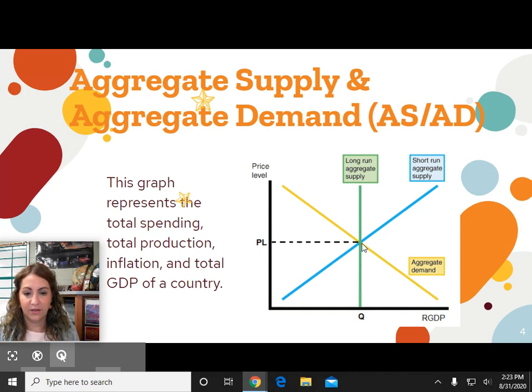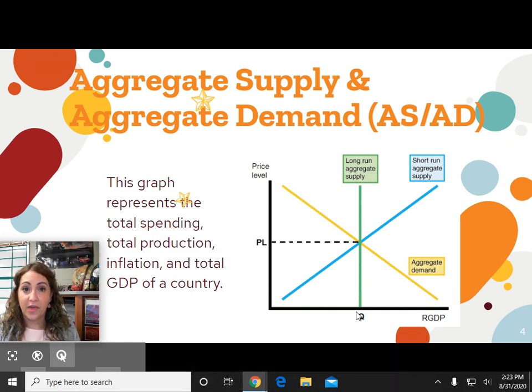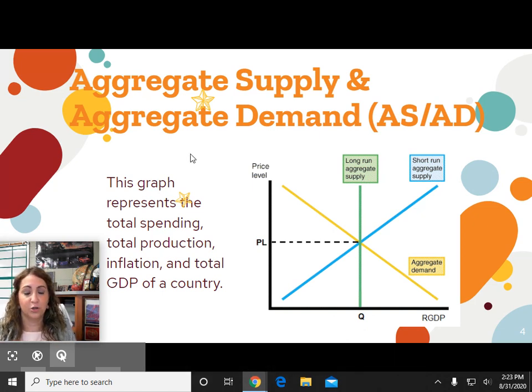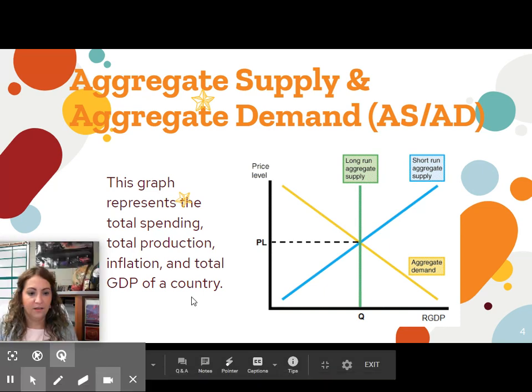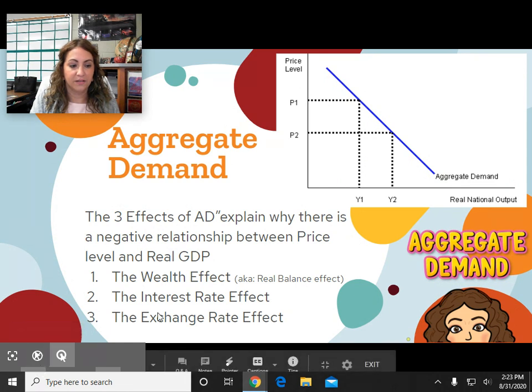the equilibrium price level, and here's the equilibrium Q for quantity, quantity of all things being GDP. We're probably just going to label this 1 and 1, like the number 1. But you can put PL and Q, or PL and Y, or PL and real GDP. But this graph represents lots of different things: total spending, total production, the prices of things like inflation, and the GDP of a country. So we are now going to look further, deeper into aggregate demand.